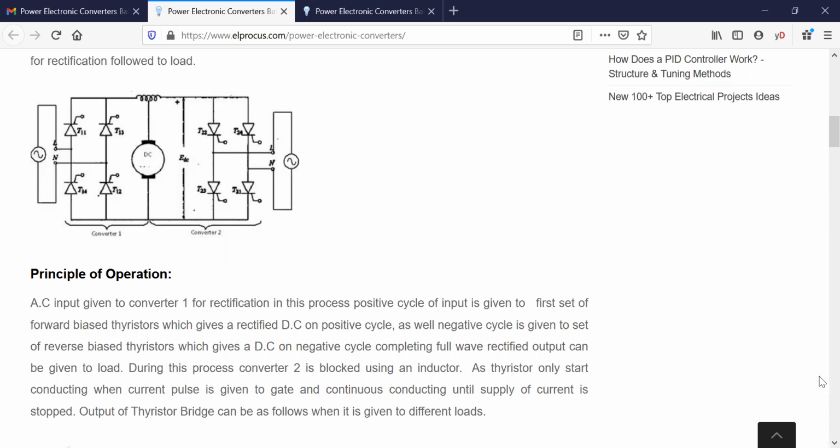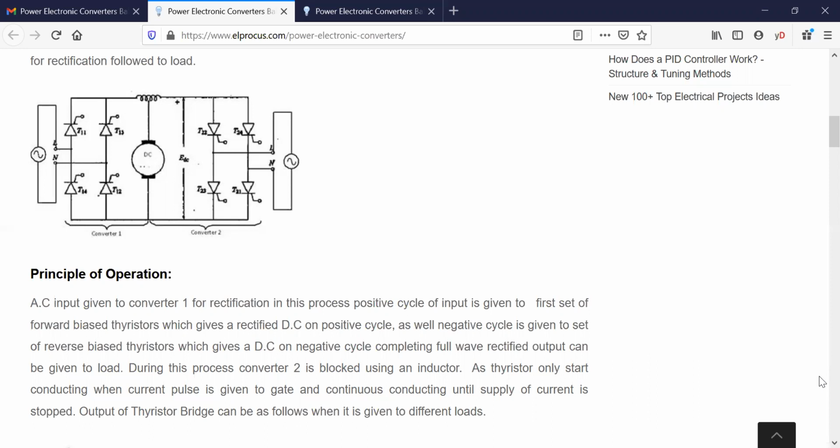So now we have converter 2, and converter 2 is blocked. How are we blocking it? We are using an inductor over there. A thyristor only starts conducting when a current pulse is given to the gate, and it will continuously conduct until the supply is halted or stopped. So the output of the thyristor can be as follows for different loads.